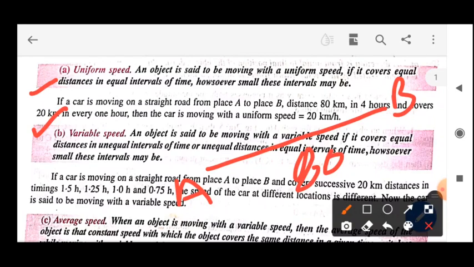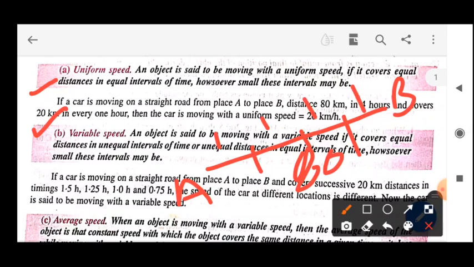So it means that, simply, your car is covering a distance of 20 kilometers in each hour. In 1 hour it is traveling only 20 kilometers. Again in the second hour it is traveling 20 kilometers. Again in the third hour it is traveling 20. Means you can divide this into 4 parts. So one part is traveled, and it is traveled in 1 hour.